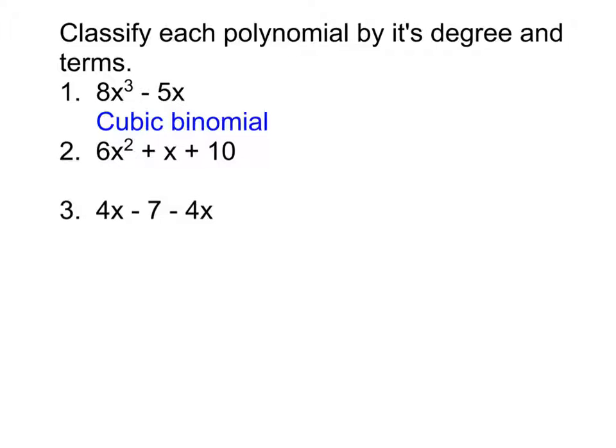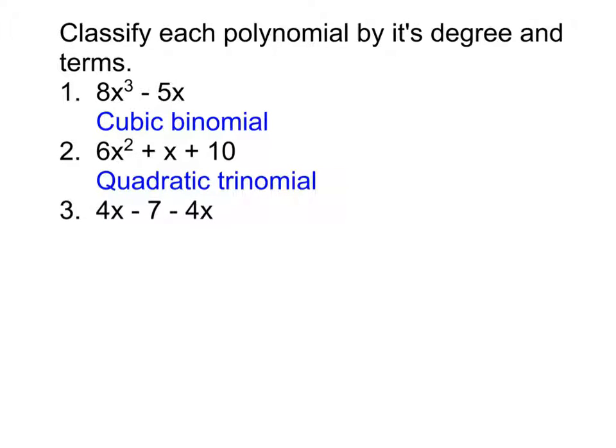So for the second one, again, we look at it and we figure out, first of all, what's the degree? The highest exponent. In this case, that is the 2 here. And degree 2 is quadratic. And then we look at how many terms there are. So term, term, and term. So 3 terms. And if there's 3 terms, that is a trinomial. So that is a quadratic trinomial.